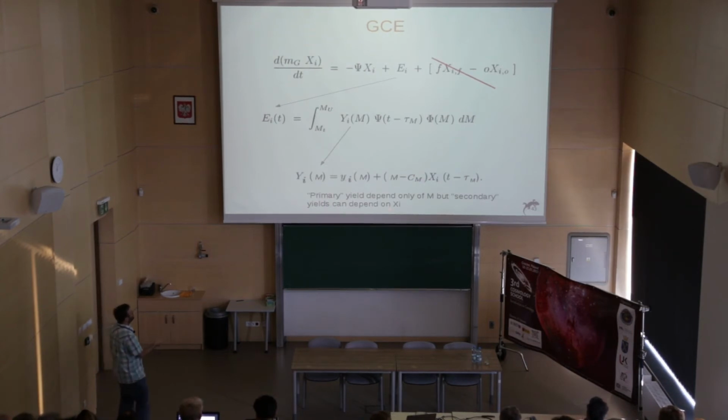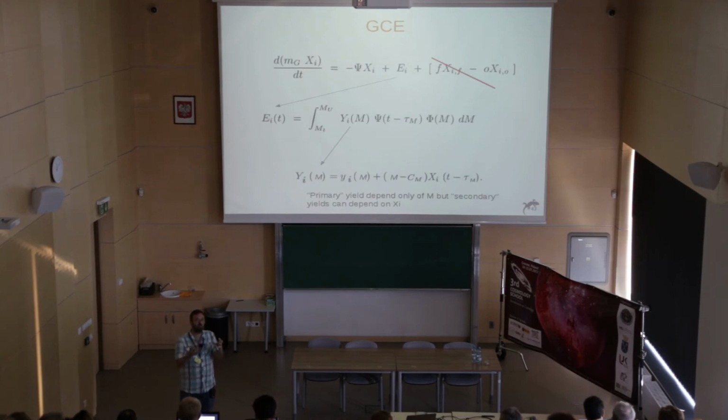And here I have assumed that it depends only on the mass, but things can be complicated for some elements whose formation needs to have already some other elements. So it would be secondary elements that are going to depend also on the initial metallicity of the star, on the abundance of the star at the beginning. But for primary elements, you don't have this, and they just depend on the mass.